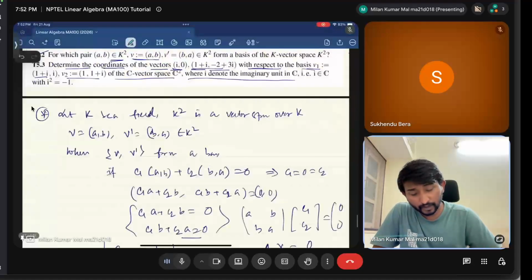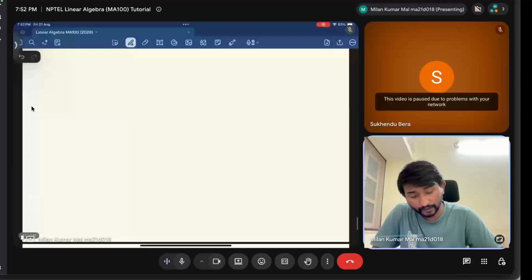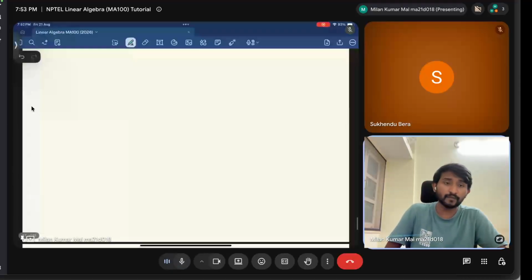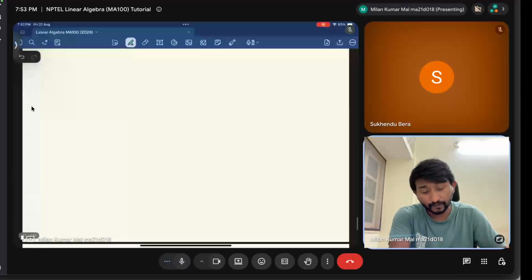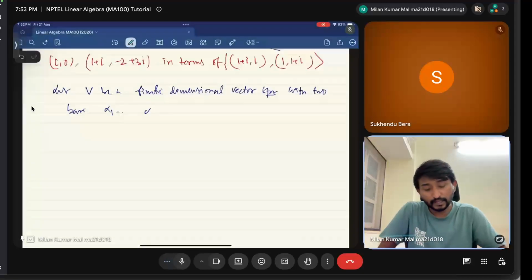So the one main point I want to point out is that if you have a vector space V, let V be a finite dimensional vector space with two bases. One is, suppose, alpha 1, alpha 2, all the way to alpha n. That means it has n elements, so the dimension is n. Another is beta 1, beta 2, all the way to beta n. So these are two bases. Then one can be written in terms of the other. That's for sure. Because why?